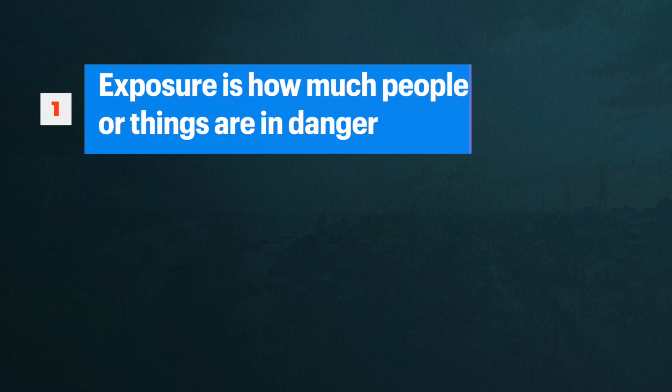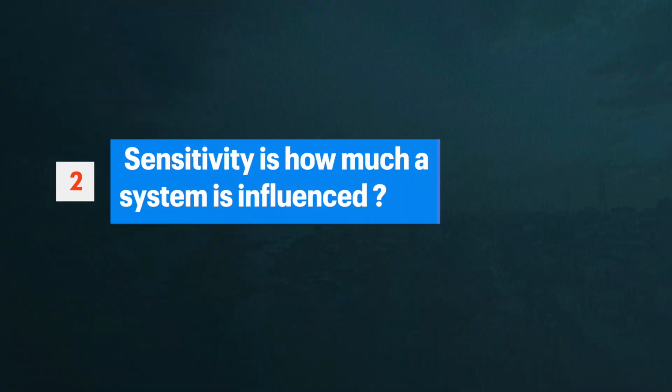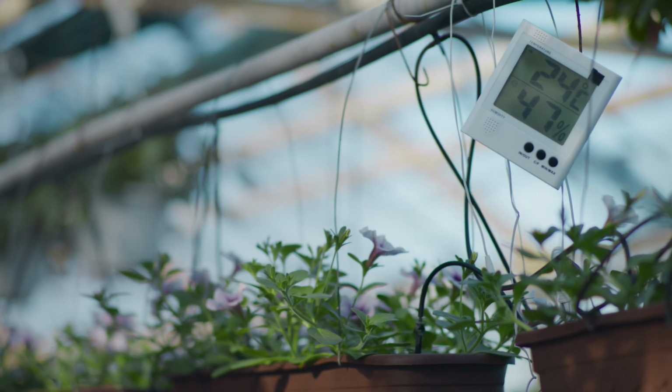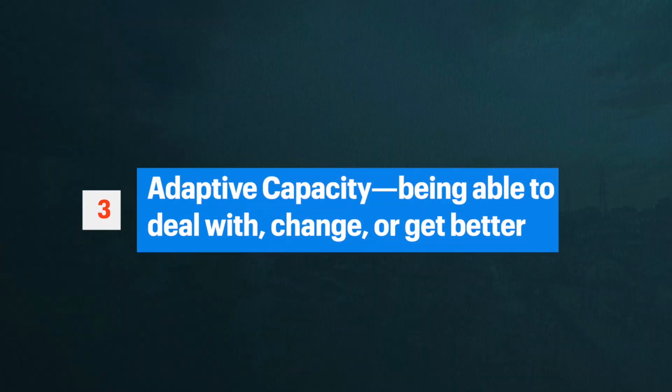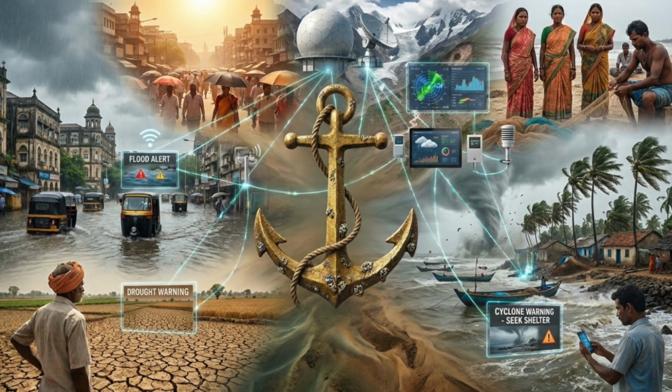The first is exposure. Exposure is how much people or things are in danger. For example, coastal communities that are in danger of rising sea level. The second is sensitivity. Sensitivity is how much a system is influenced, for example, crops that are sensitive to variations in temperature. And the third is adaptive capacity. Adaptive capacity means being able to deal with change or get better. For example, having access to irrigation, insurance or early warning systems. This paradigm helps us figure out why certain countries or groups are more likely to be in danger than others.